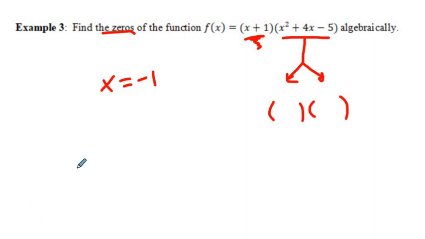I'll give you guys some time to figure out what should go in these parentheses. You can pause the video right now if you want to take a look. Alright, well, our factors are x plus 5 and x minus 1. We can also go ahead and add that to it. This expression right here is equivalent to the expression above.